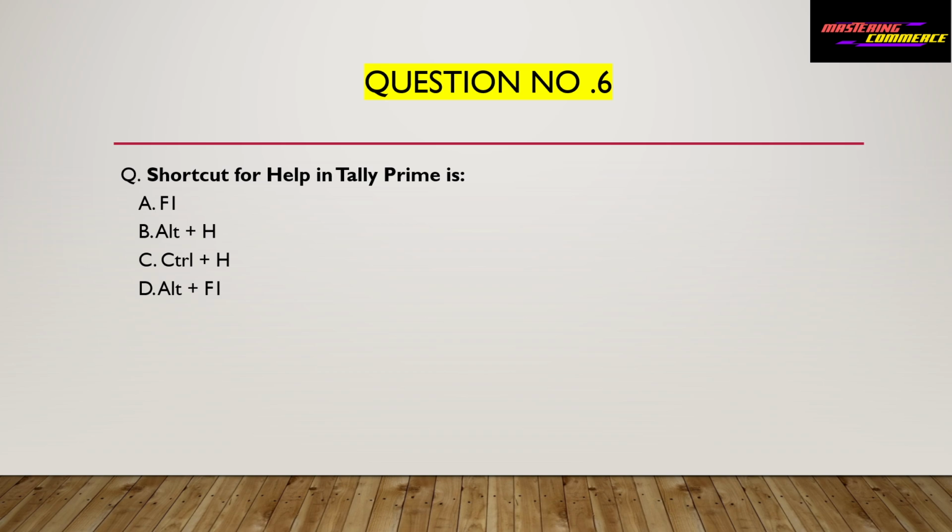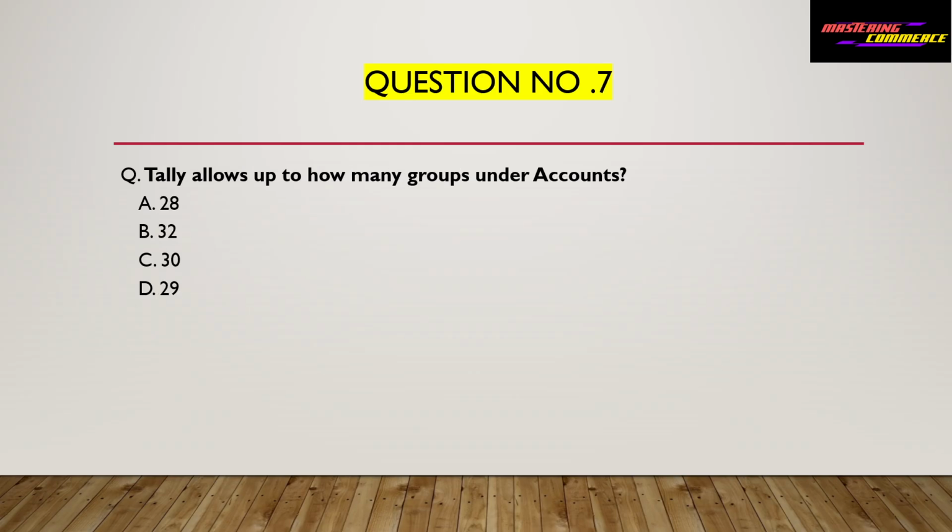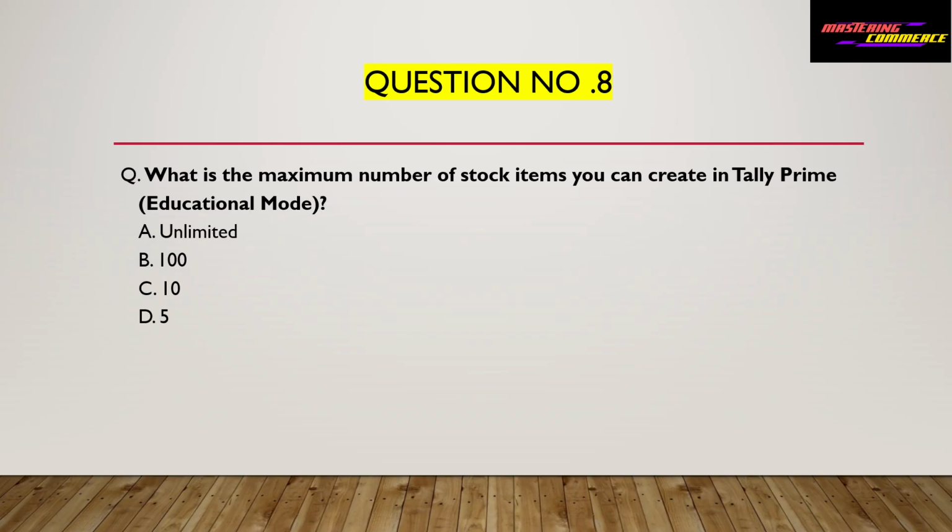Next question: the shortcut for help in Tally Prime is F1, Alt plus H, Control plus H, Alt plus F1. So here the correct answer is Control plus H. Next question: Tally allows up to how many groups under accounts? 28, 32, 30, 29. So here the correct answer is A, 28 groups. Question number 8: what is the maximum number of stock items you can create in Tally Prime educational mode? Unlimited, 100, 10 or 5. So here the correct answer is 5.